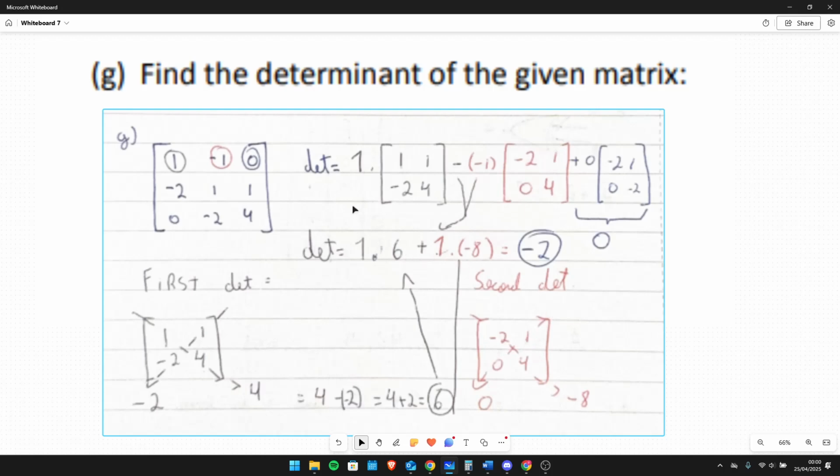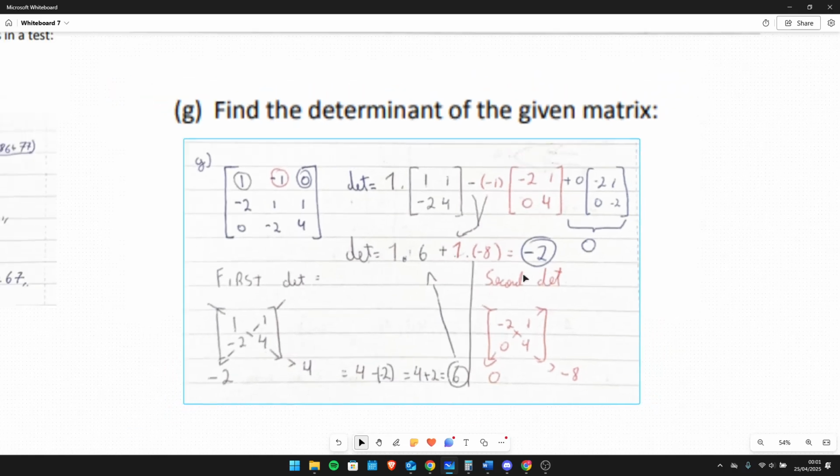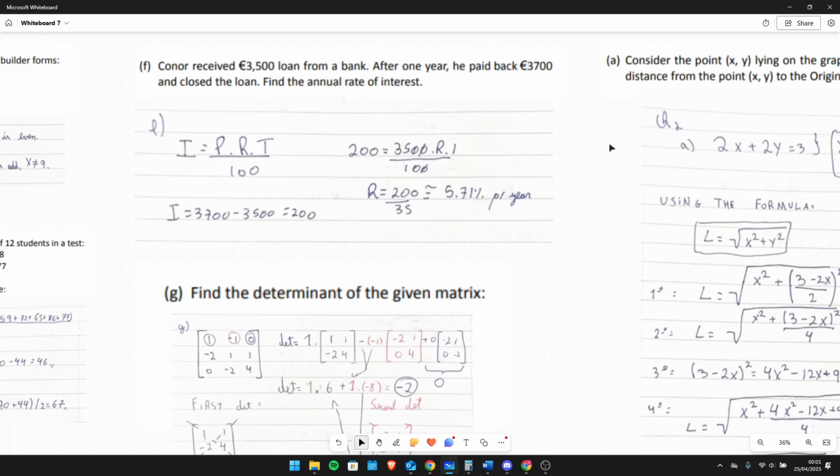So here you have 1 multiplied by the determinant of this, which is 6. And then you have minus 1, so you have plus 1 multiplied by minus 8, which is the determinant of this second one. So you have minus 8 times plus 6, which is minus 2. This is the answer. That's the answer.